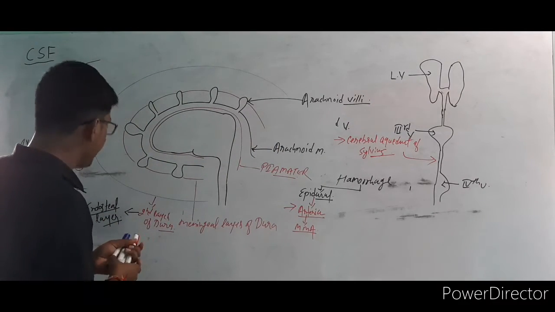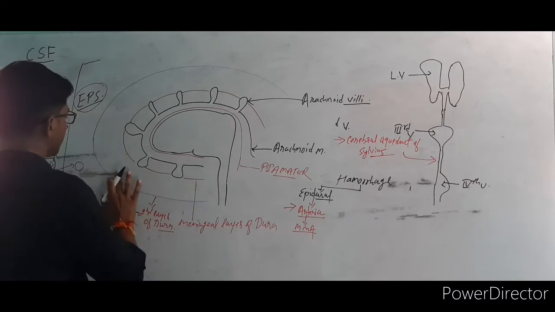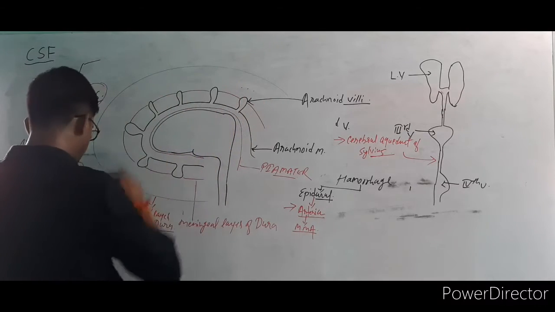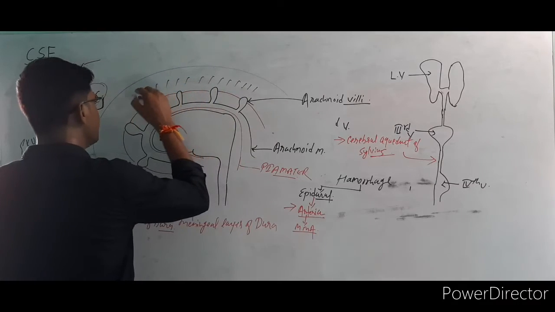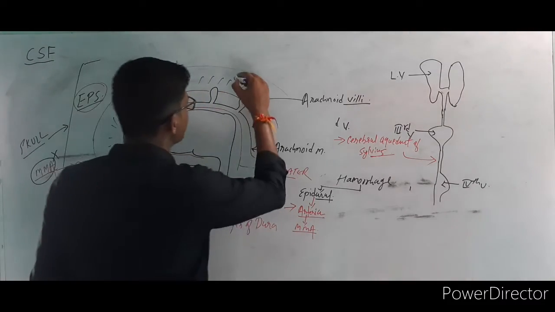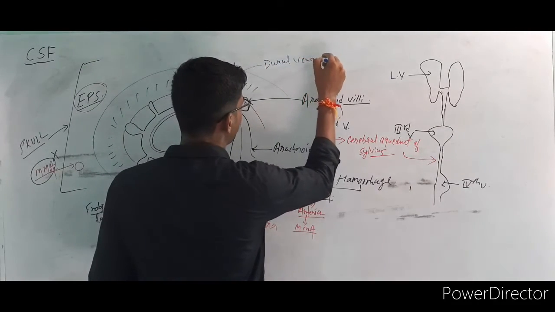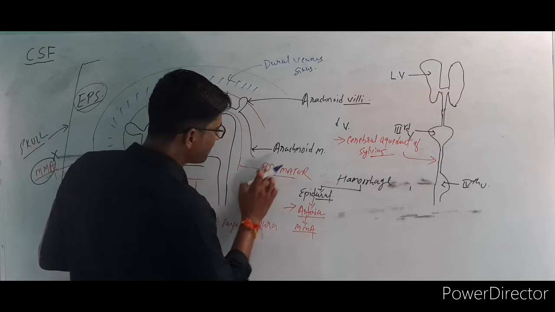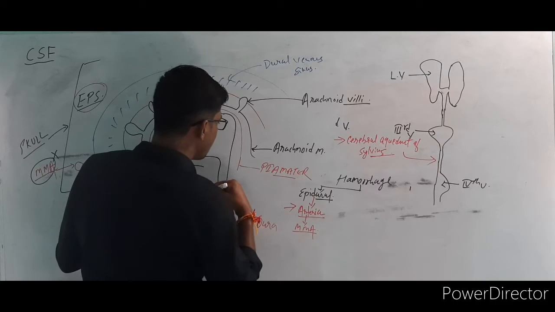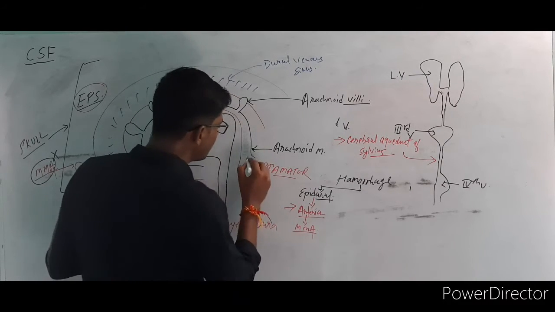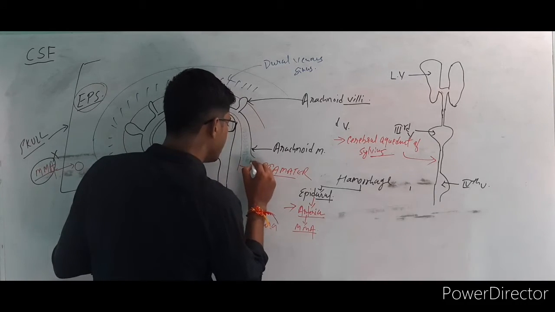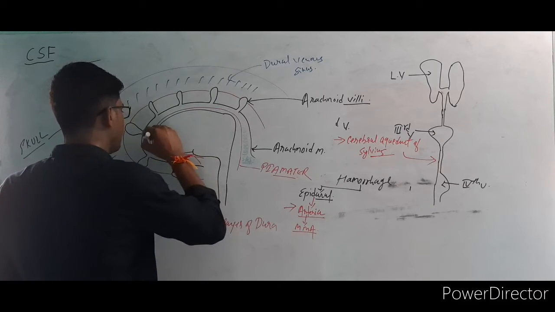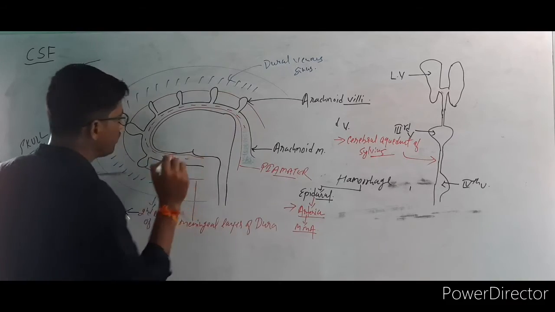Now one thing here. I should show in blue: what is this? This is called the dural venous sinus, right? Here are the arachnoid villi. This is the pia mater, this is the arachnoid, so this area is called the subarachnoid space. Here is the CSF. I am drawing it in red, the CSF. And as I told you, here is the dural venous sinus.